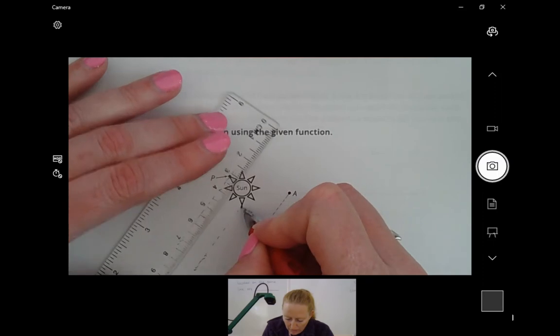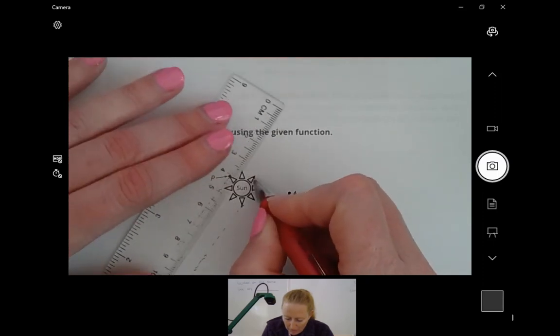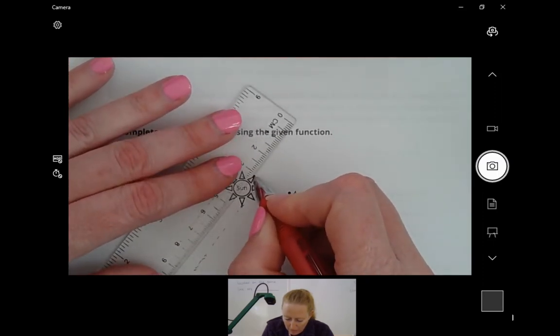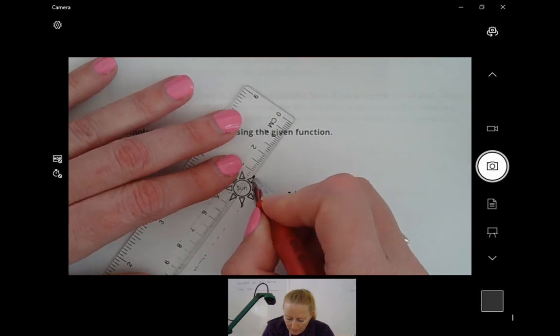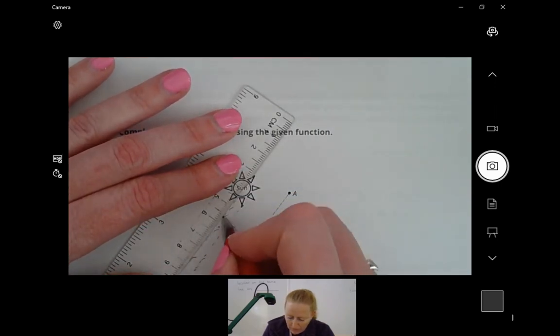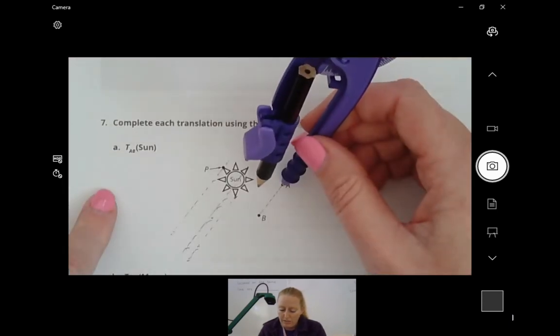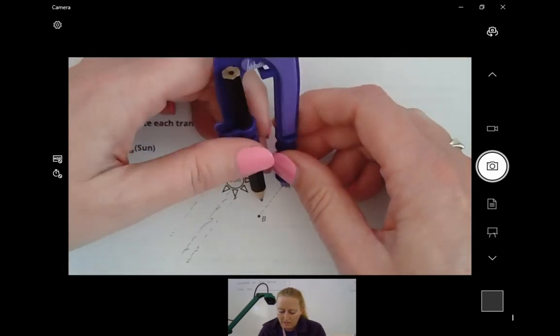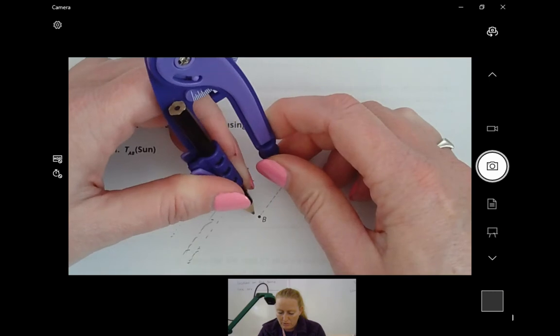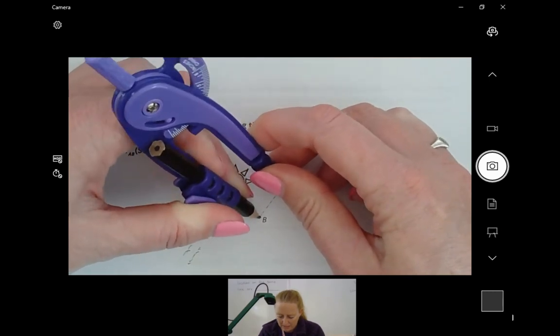If I'm like, there's another point, and maybe here's another point, I'm just going to do a couple of these. I'm going to make a whole bunch of, oh, they're supposed to be dashed lines. I'm doing a bad job. That's a terrible dashed line. I'm going to take my compass here. I love the compass. And I'm going to measure point to pencil. I'm just going to measure point to pencil.